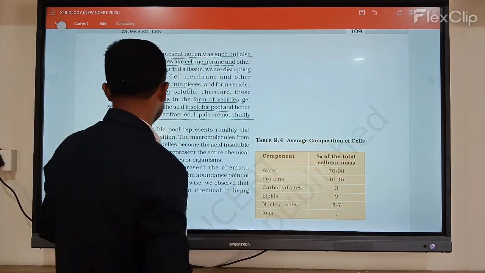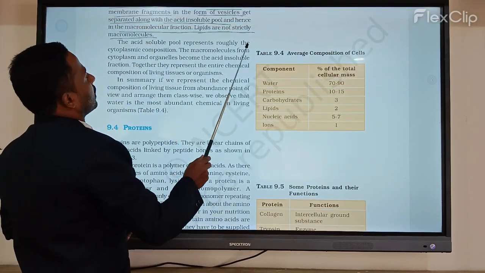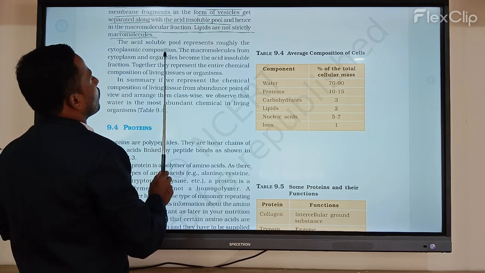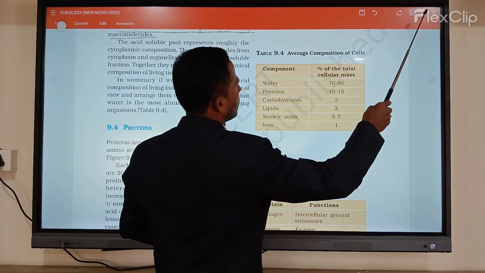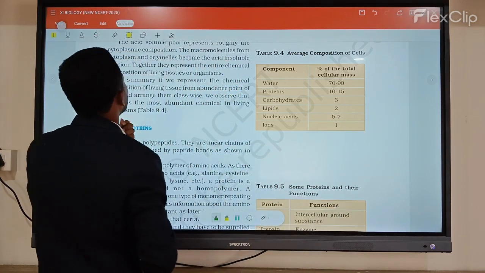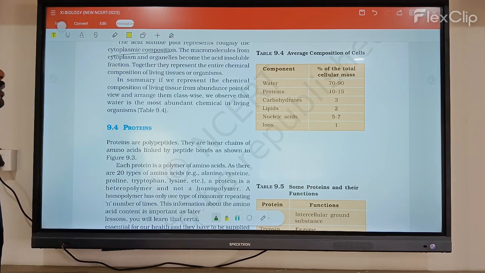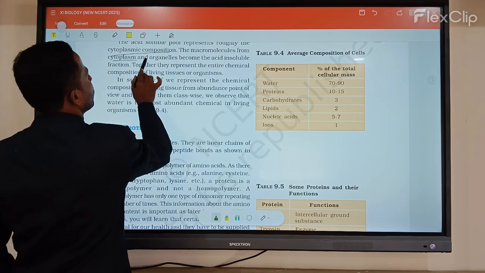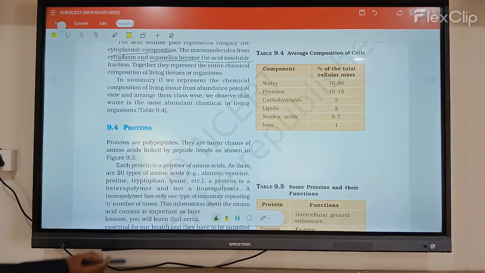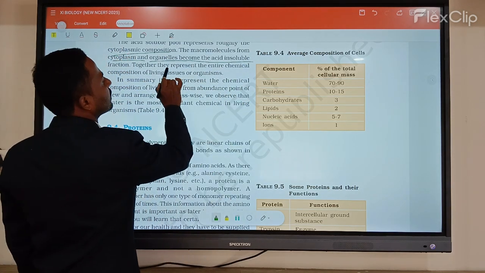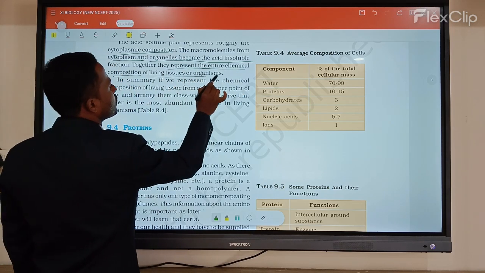Okay, next, the acid soluble pool represents roughly the cytoplasmic composition. So mostly, what are these made up of? These are made up of the cytoplasmic composition. The macromolecules from cytoplasmic organelles become acid insoluble. The acid insoluble fractions together represent the chemical composition of living tissue, of a living organism.